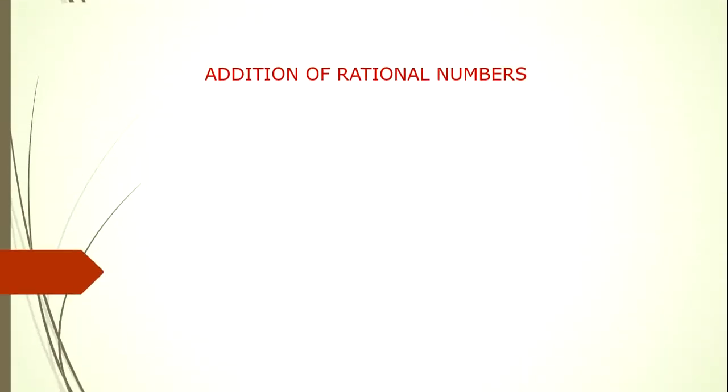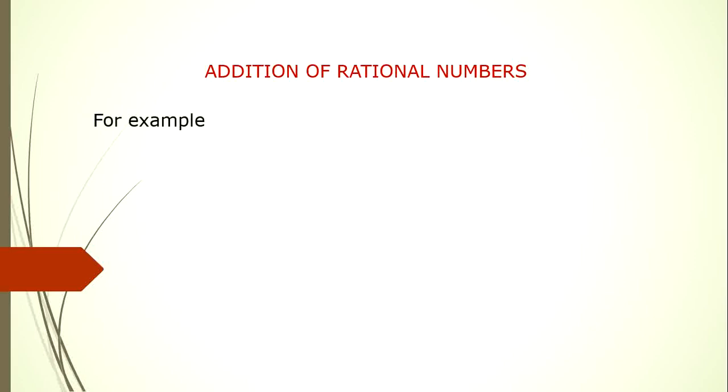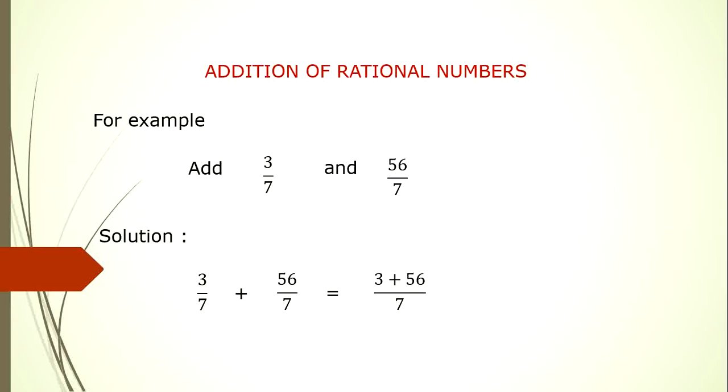Now we shall go to the next case. Before that, let us see a small example. Add 3 by 7 and 56 by 7. 3 by 7 plus 56 by 7 is equal to 3 plus 56 by 7 because both have the same denominator. Just like fraction addition, we do the same with rational number addition. So 3 plus 56 by 7 gives us 59 by 7.